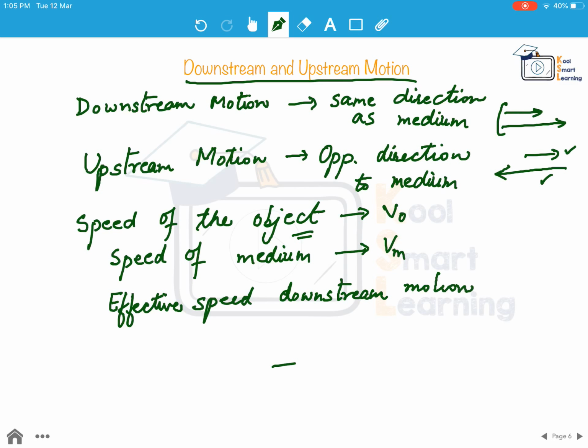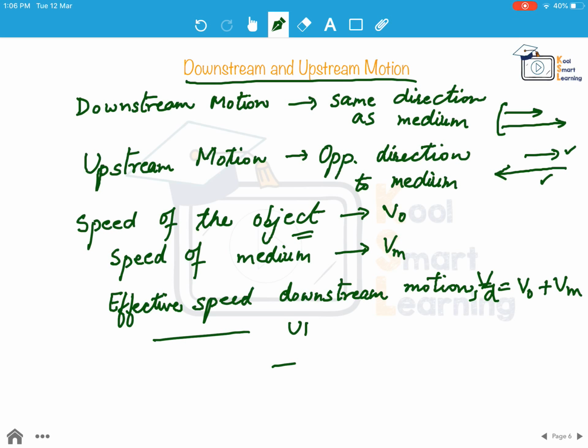So what do we feel if we are moving? Which one is easier to achieve, when we are moving along with the medium or when we are moving opposite to the medium? We know that it is easier and normally faster to move along with the medium. So that would mean that the effective speed is basically the addition of the two. So let's call it Vd here. V downstream will be addition of the speed of the object and the speed of the medium.